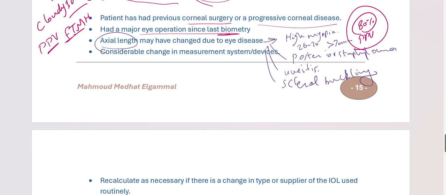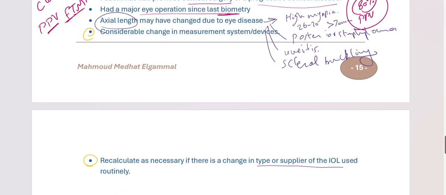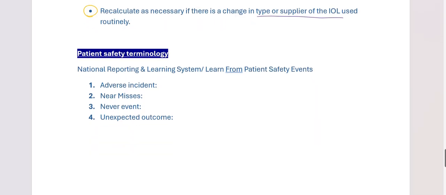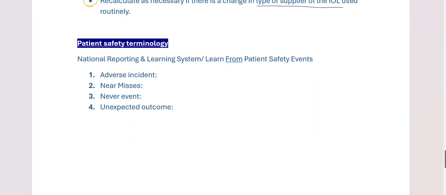If there is considerable change in measurement system or devices, or if there is change in the type or supplier of the IOL. In fact, these two are of logistic consideration. So if you change the machine or the measuring device in your setting, you need to repeat the measurements. Or if you change the supplier of the IOL, you need to repeat the measurements.